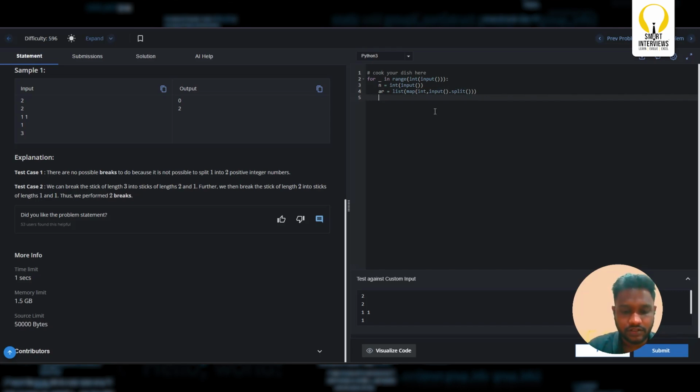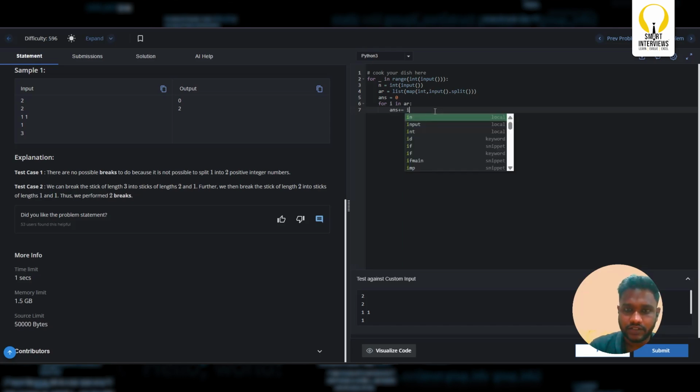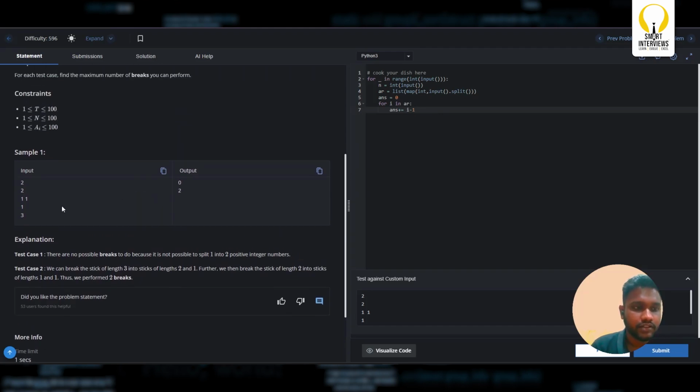Now, as we discussed, the maximum number of breaks, our answer will be nothing but each rod length or each stick length minus 1. So we'll simply iterate over the array, and we'll simply add the length of the stick minus 1. Okay. So here, if I have a stick of length 1, I cannot break it, right? So I will add 0. Okay. So after that, we'll just print our answer. Okay. Let's submit it and check.